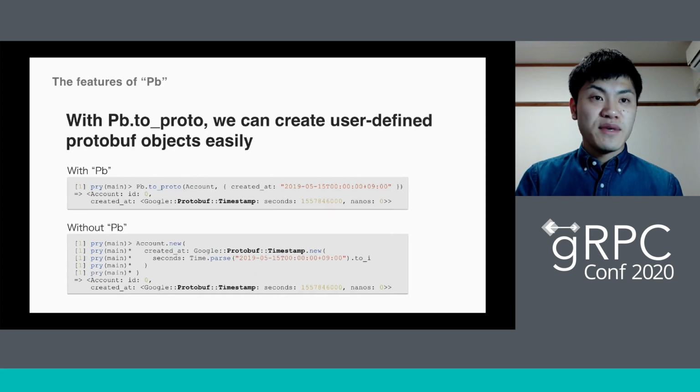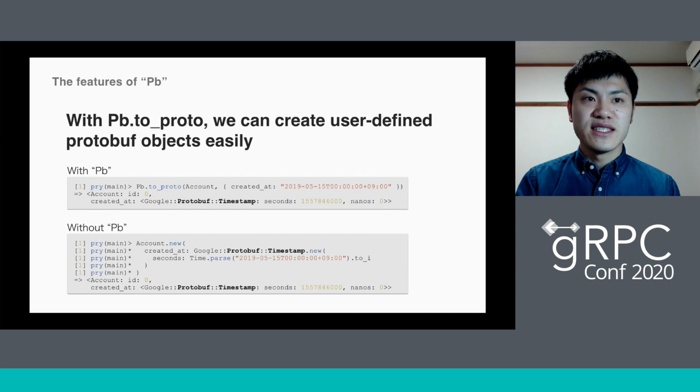And the PB.to_proto method is also useful. With this method, we can create a user-defined protobuf object from a hash object. As shown here, the values of hash objects are automatically converted to protobuf objects, so we can create nested protobuf objects in an easy way.